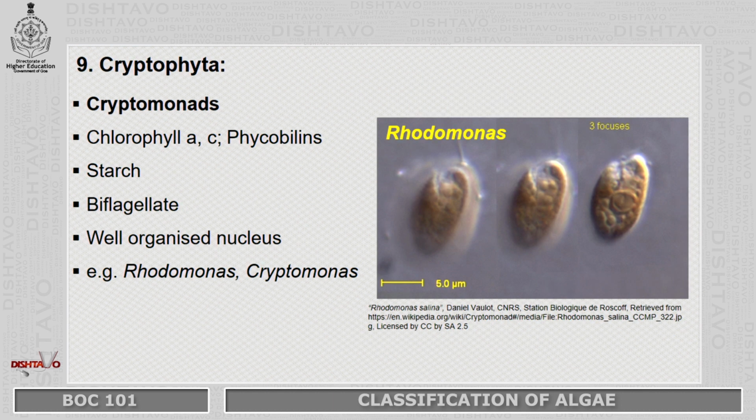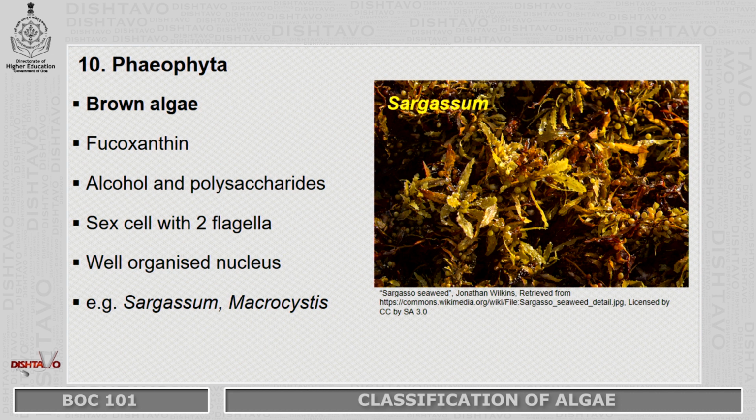The next division is Cryptophyta. They are commonly called cryptomonads. These are unicellular organisms with chlorophyll A, C and phycobilins. Starch is the major food reserve, and they are biflagellate. They will have 2 flagella, one larger and one smaller, so unequal flagella. The best examples for this group are Rhodomonas and Cryptomonas.